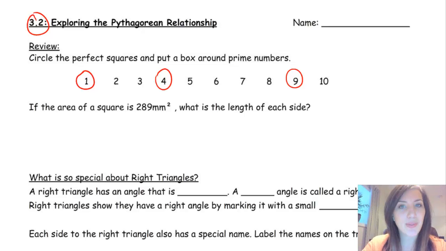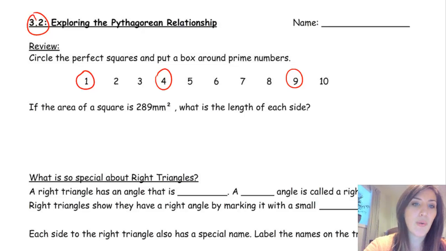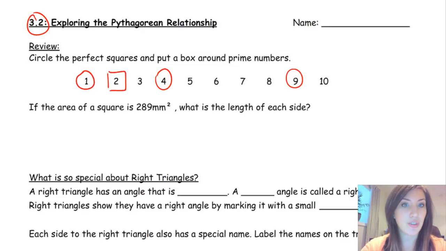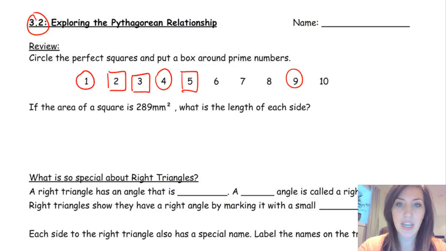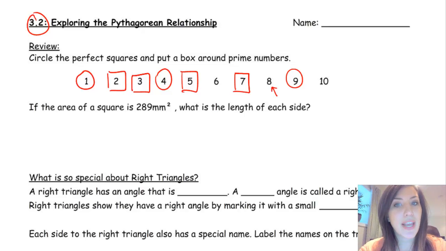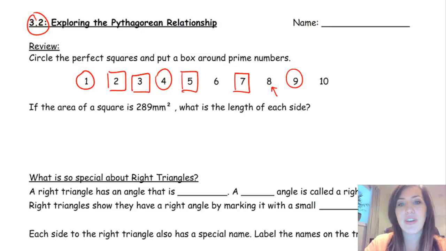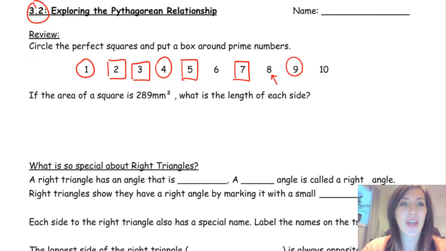And now let's put a box around all the prime numbers. Well, 2 can only be divided by 2 and 1. 3 can only be divided by 3 and 1. 5 can only be divided by 5 and 1. And 7 can only be divided by 7 and 1. So 8 is not a prime number, for example, because it can be divided by 8, by 4, by 2, and by 1. So a prime number can only be divided by itself and 1.